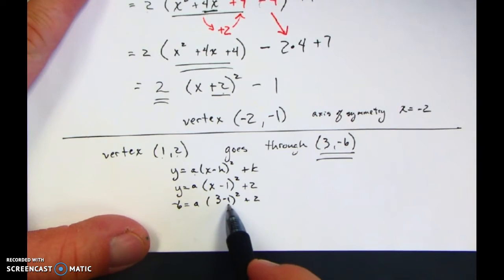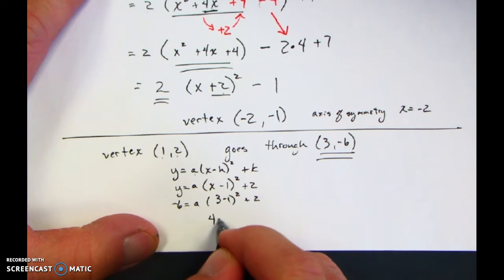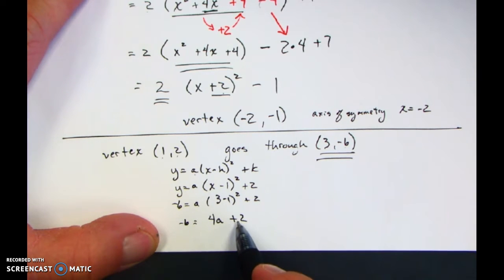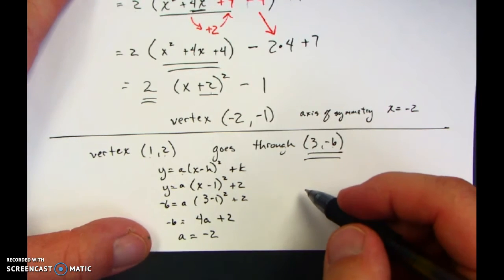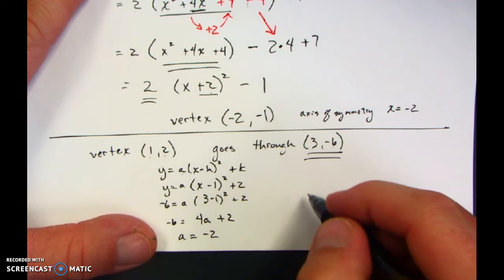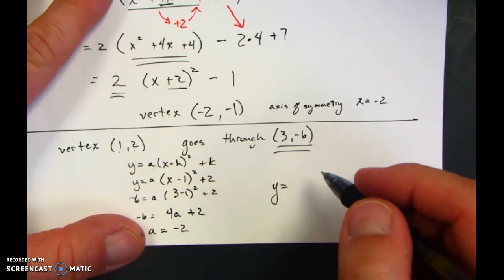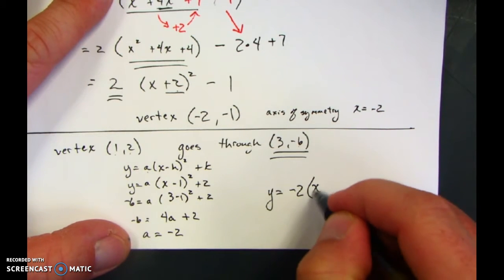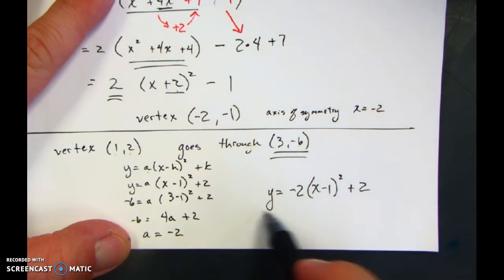So 3 minus 1 is 2 squared, so that's going to be 4a plus 2 equals negative 6. I'm going to subtract the 2 and divide by 4. A equals negative 2. So then our equation in vertex form is going to be y equals negative 2 times the quantity x minus 1 squared plus 2.